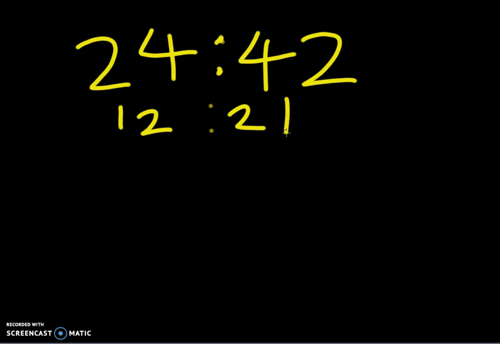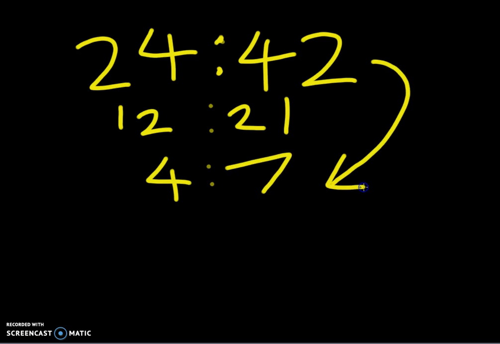Okay, so next simplification is the common factor over here is 3. So between these two values, I would say the common factor is 3 because you can divide 3 with 12 and also with 21. Let's divide 3 on both sides now. So 12 divided by 3 is 4 and 21 divided by 3 is 7. So the simplified version of 24 to 42 is 4 to 7. So this is how we simplify a ratio.